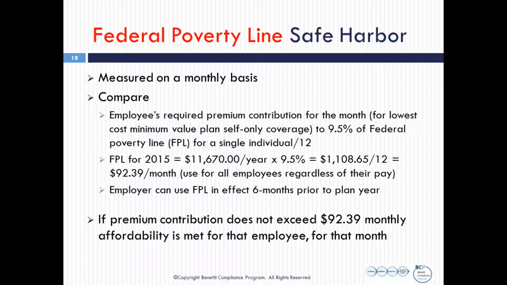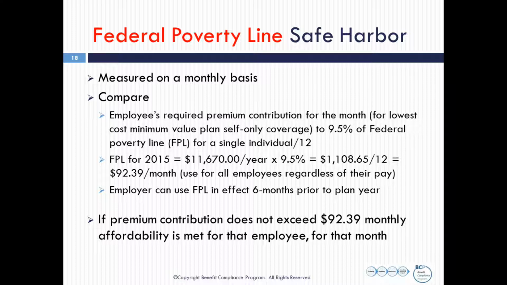Okay, so for 2015, that annual number is $11,670. I take that times my 9.5%, I get $1,108.65, divided by 12 is $92.39. So $92.39 per month is the contribution I'm going to use for all employees regardless of their pay. So that you have time to prepare, you can use the federal poverty line that is in effect 6 months before your plan year.